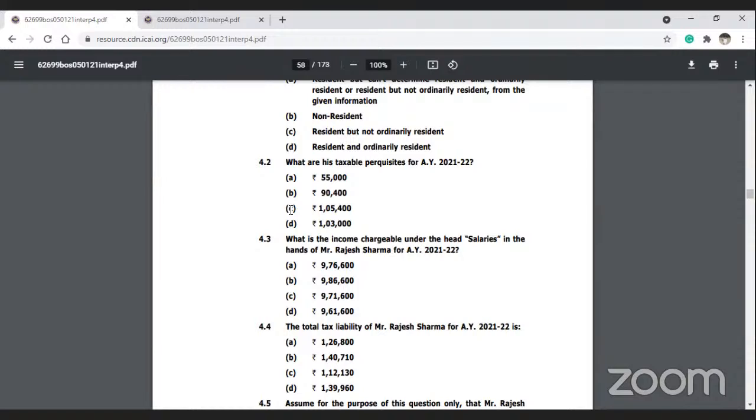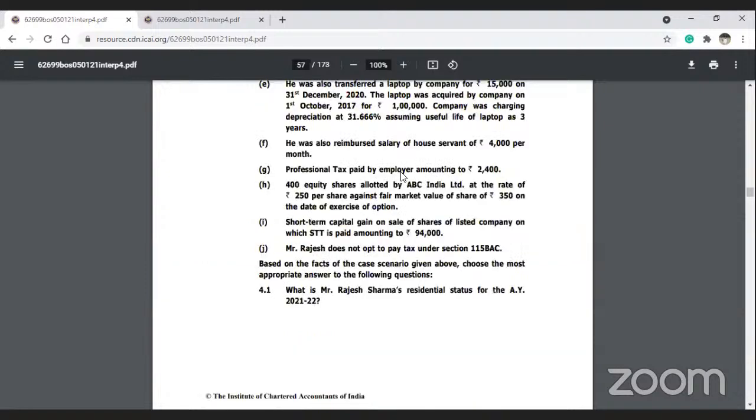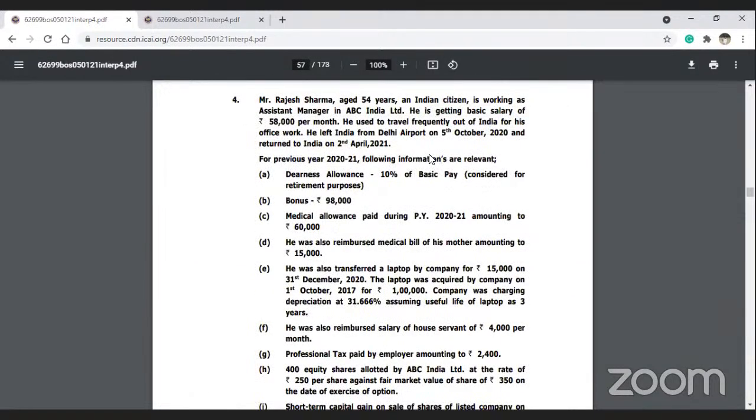Everyone got the same answer? No. What is your answer, Madhuri? I missed something. Let me go back to the question once. How much did you get? 58 into 12. I have cleared that now. Sorry.